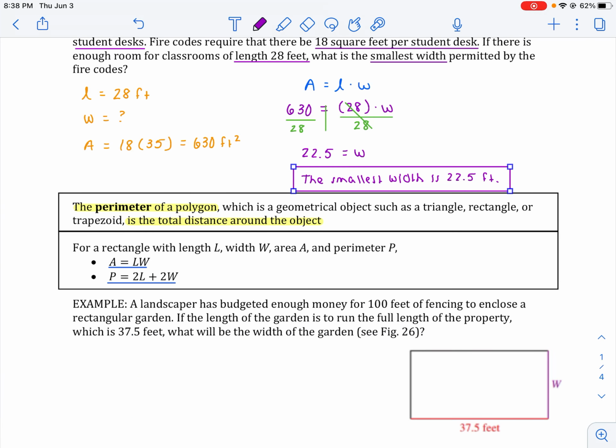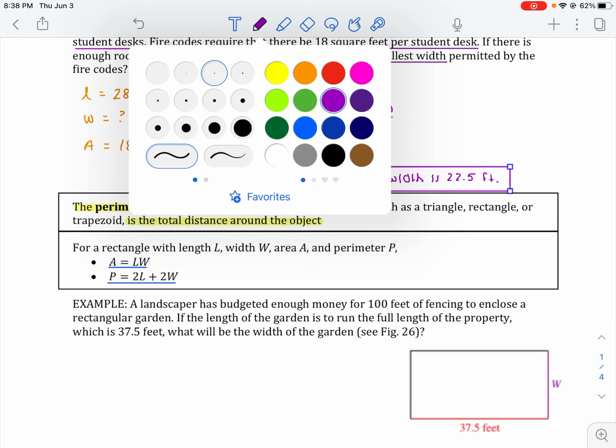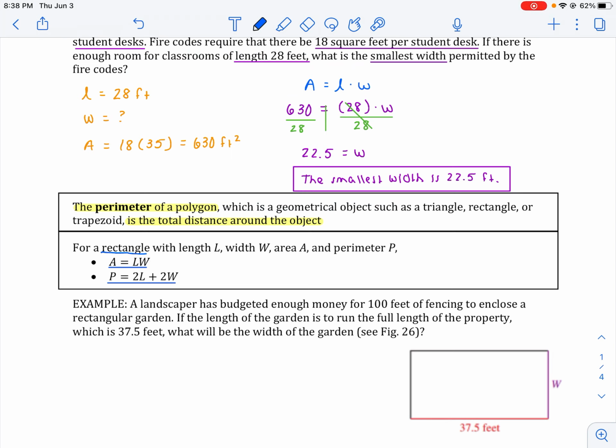The perimeter of a polygon, which is a geometrical object such as a triangle, rectangle, or trapezoid, is the total distance around the object. So specifically for rectangles, area is length times width, whereas the perimeter is 2 times the length plus 2 times the width.